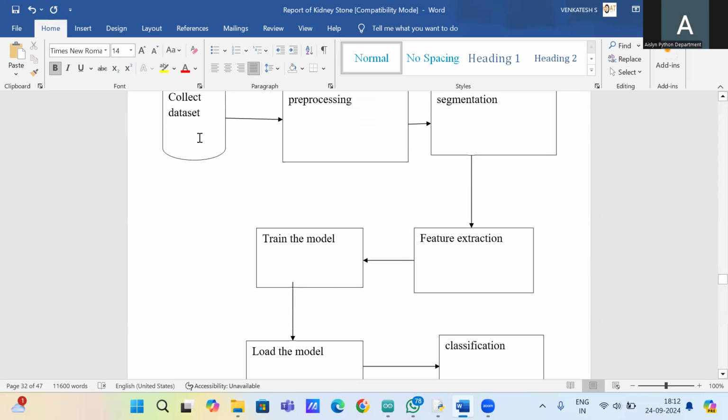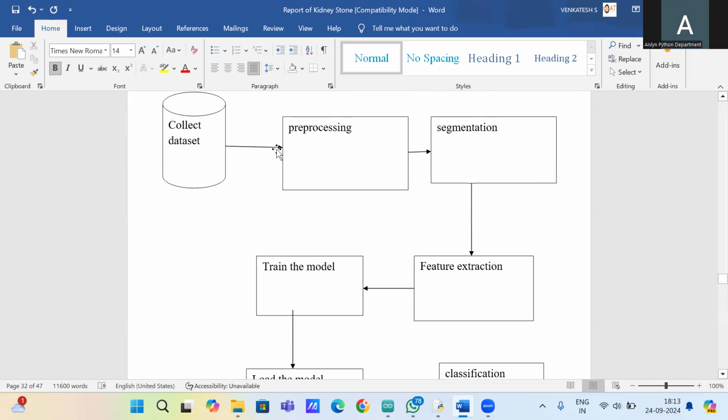First of all, we collect the data set from Kaggle. We pre-process it, in the sense that we put all the images in one size before giving them to the model. Before that, we will do segmentation, and in feature extraction we extract those features from the image by using CNN layers. That would be the main layer. I will explain it while showing the training code.